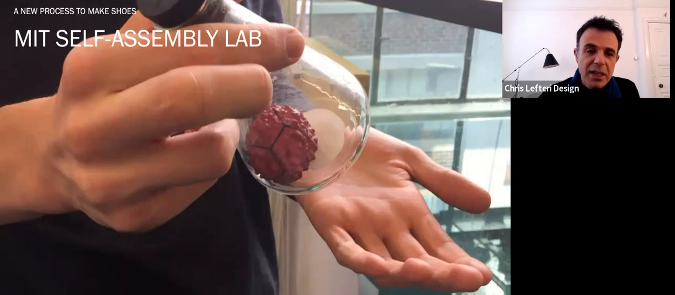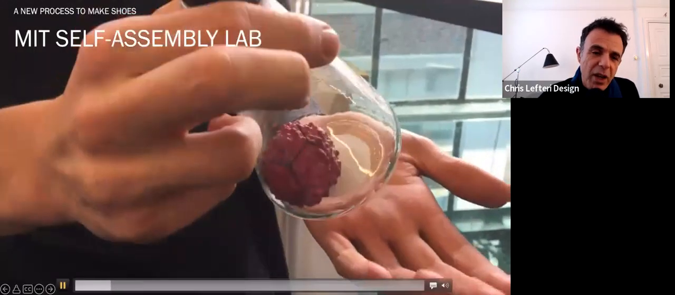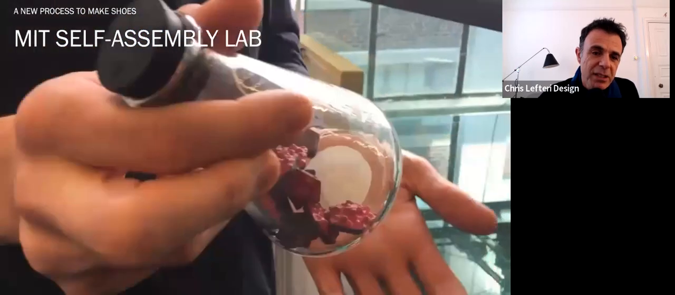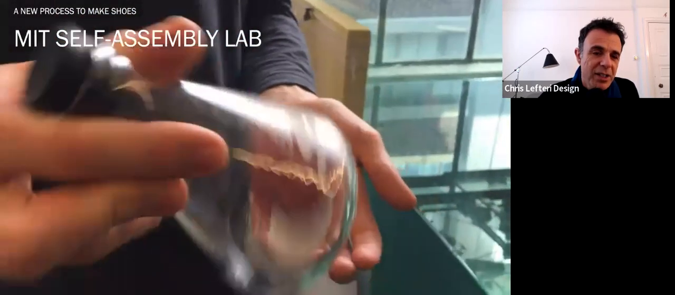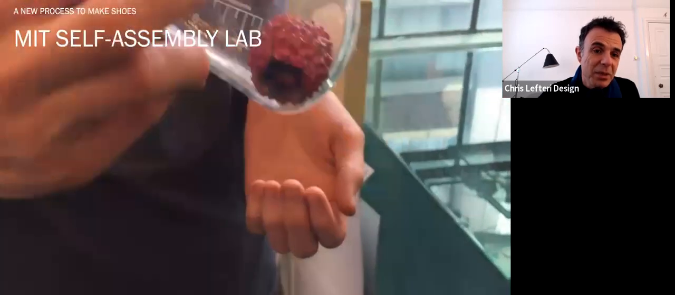And I was really lucky. I met somebody who was teaching at a school in Switzerland who was very much a part of the Self-Assembly Lab. Several weeks after I met him, he was going back to Boston. He invited me to have a look around, and he showed me this sample, which was one of the early experiments that they did, where it is just a series of fragments that self-assemble through shaking.